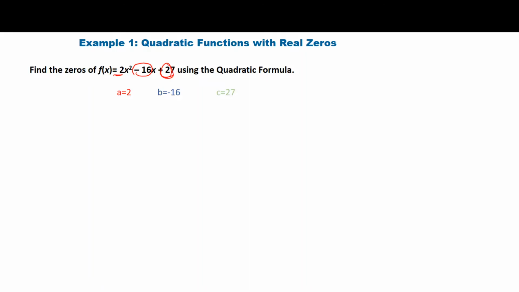Okay, so now the question says find the zeros of f of x. So we want to set f of x equal to 0. So we're going to say y equals 0. Now, why is that? Well, when we look at a quadratic equation, when we graph it, the graph sometimes crosses our x-axis when y equals 0. So we're trying to find if the quadratic crosses my x-axis, where does it cross?